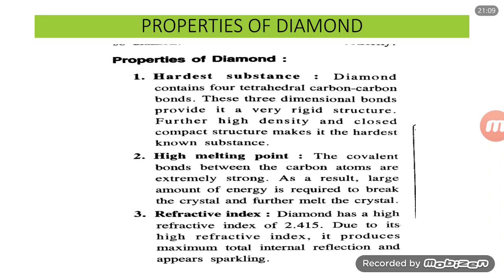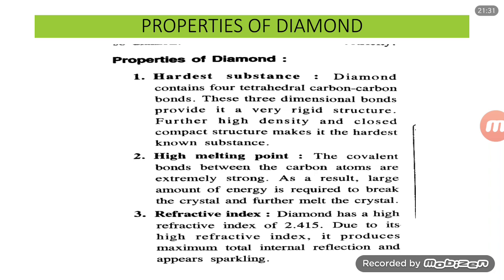Coming to refractive index. Diamond has a high refractive index of 2.415. Due to its high refractive index, it produces maximum total internal reflection and appears sparkling. So I told you that time also, when the light from the air enters inside the diamond, the speed of the light will decrease.